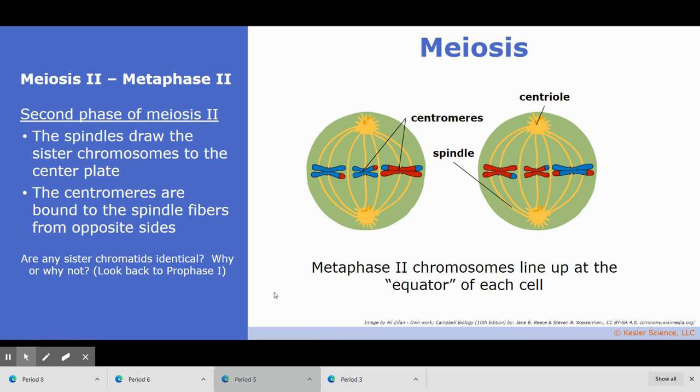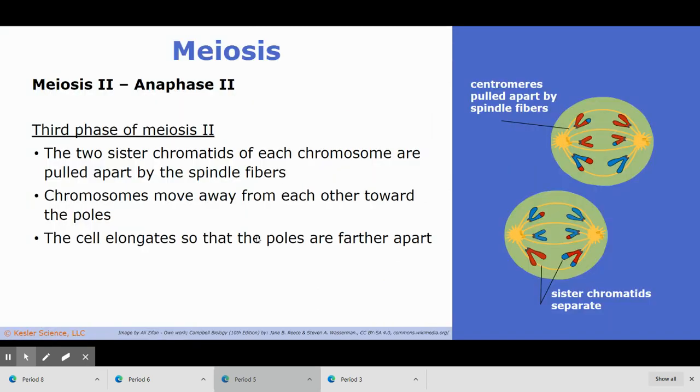Okay, so to answer this question, you can see that none of these chromosomes are going to match with any others. They're all very different. And that's because of crossing over. They had swapped DNA way back in prophase 1, so now they all have different combinations of genes. Anaphase 2, this is when the sister chromatids are pulled apart by the spindle fibers. Chromosomes are going to move away from each other toward the poles, and the cell elongates so that the poles are farther apart from each other.